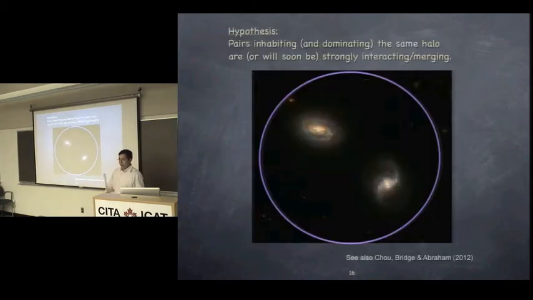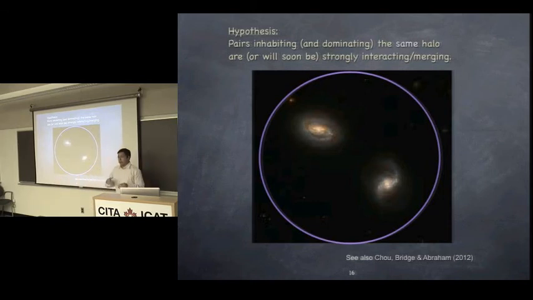Well, as a scientist, you make hypotheses. My hypothesis is this. Not all pairs are strongly merging. Not all pairs in our simulation are actually merging with one another. So my assumption is if two galaxies are in the same dark matter halo, and not only that, but they are actually dominating the halo, so you have the two, let's say the two most massive galaxies in the halo, most likely either they're about to merge, or they will merge soon, and they're strongly merging. Okay? So that's my test.